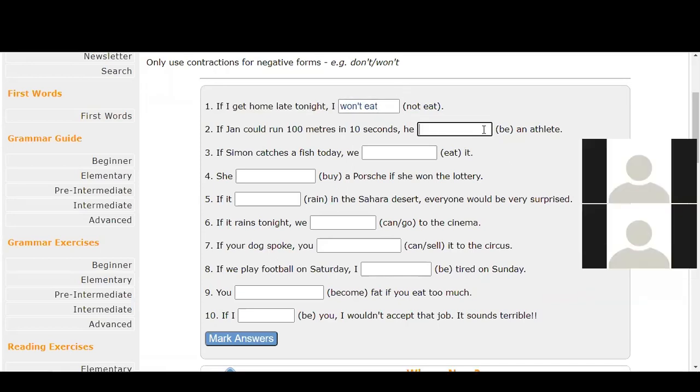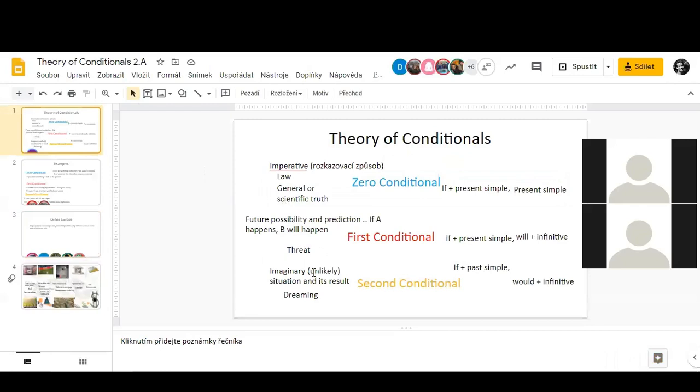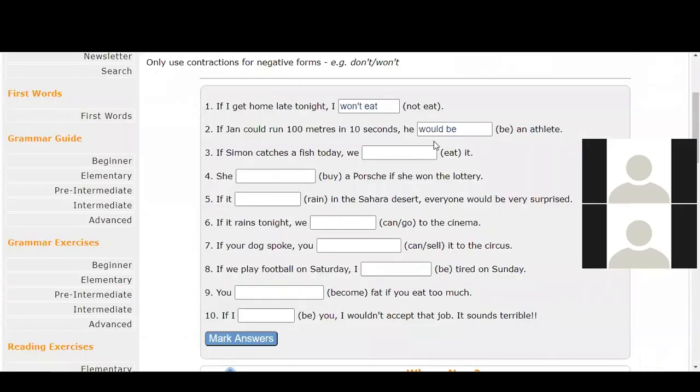So if Jan could run 100 meters in 10 seconds, he will be an athlete. He would be an athlete. Yes, that's much better. Because he cannot run 100 meters in 10 seconds. And if I say he could run and he would be an athlete, then we are coming back to the unlikely situation. Unlikely. Nepravděpodobná. Okay? It is not very likely that he will be able to run this.